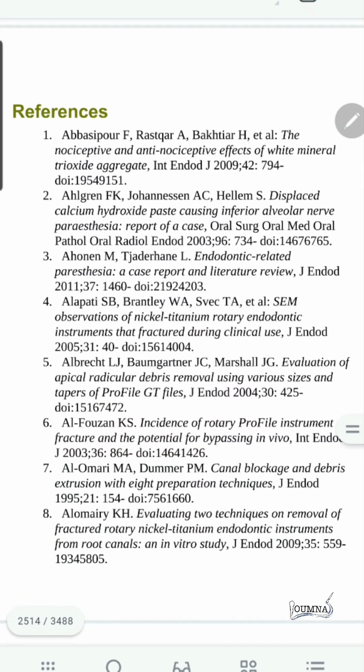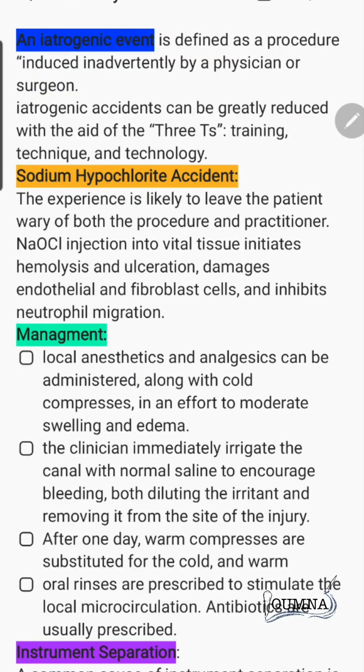Patients normally return to their normal appearance within 4 to 7 days. That's it. An iatrogenic event is defined as a procedure induced inadvertently by a physician or surgeon.